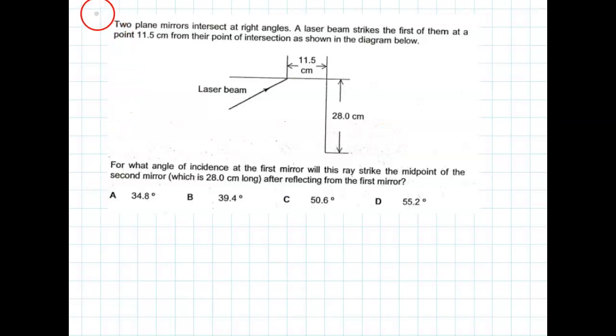Here is the sixth question, and it is an interesting question. If you want, you can pause the video and try to solve the question by yourself. Two plane mirrors intersect at right angles. Here is one and here is another one. They intersect at a right angle, that is 90. A laser beam strikes the first of them at a point 11.5 centimeter from the intersection point. Here is the laser beam and it hits at 11.5 from the intersection point.